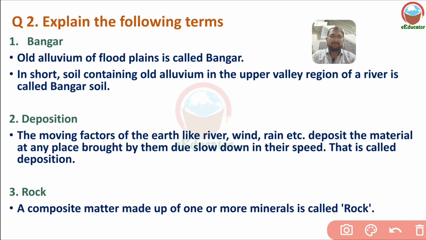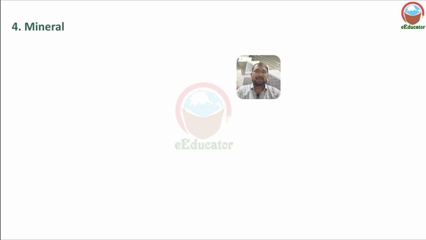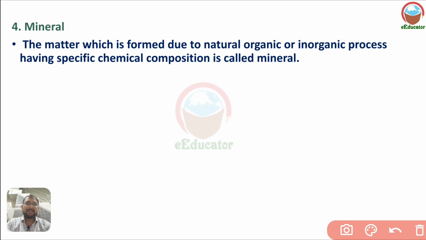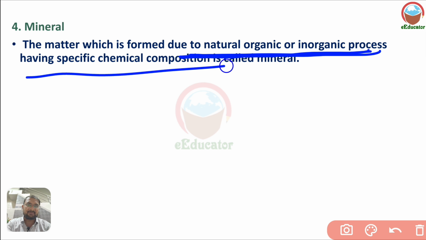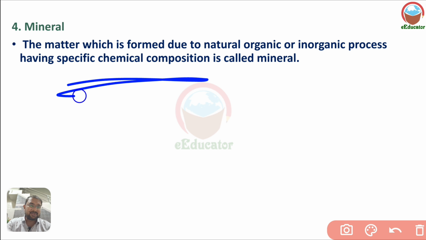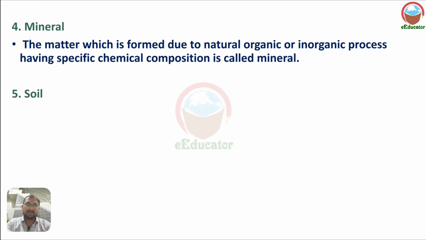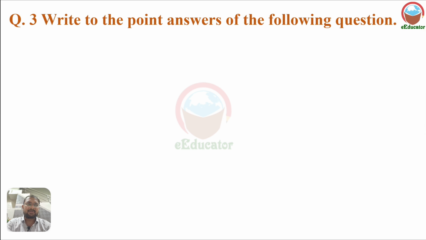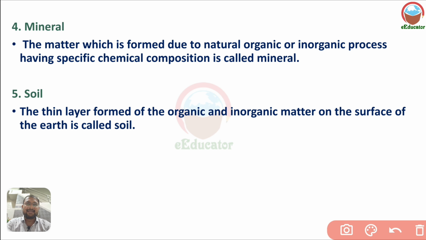Third is a rock. A composite matter made out of one or more minerals is considered a rock. Next, fourth is a mineral. Matter which is formed due to a natural, organic or inorganic process, having a specific chemical composition, is considered a mineral here. Soil: the thin layer of organic and inorganic matter on the surface of the earth is considered soil here.